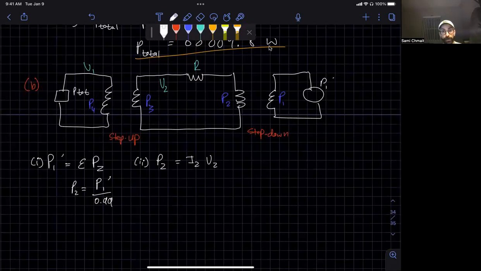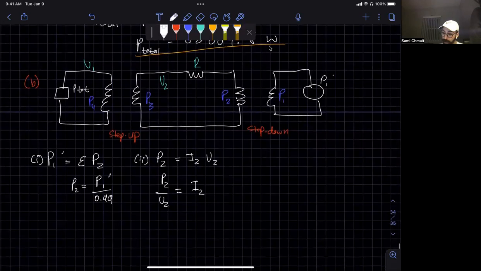I don't want to jump too far ahead, but P2 is going to then be equal to V2 over I2. And like I said, we can now use I2 to solve for the power resistor prime. That's going to be equal to I2 squared R. We can solve for PR prime.